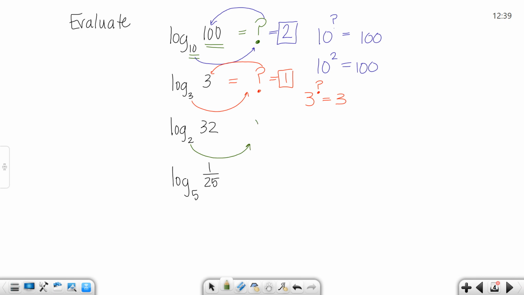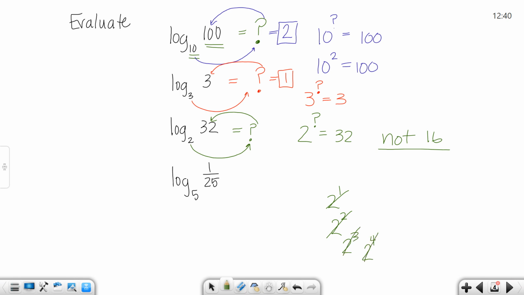2 to what power is 32? The answer is not 16. Not 16. Okay, so we're not saying what can I multiply by 2 to get 32. That's not what we're saying. Think of your powers. So try 2 to the 1. That's 2. 2 to the 2. That's 4. 2 to the 3. That's 8. 2 to the 4. That's 16. 2 to the 5. That's 32. That's it. It has to be 5. So my exponent here would be 5.